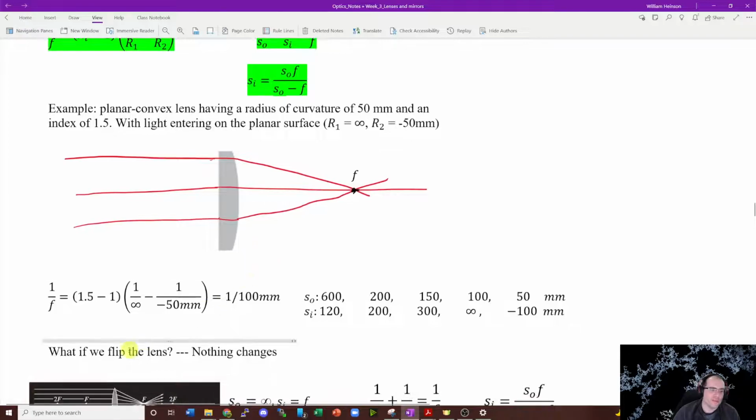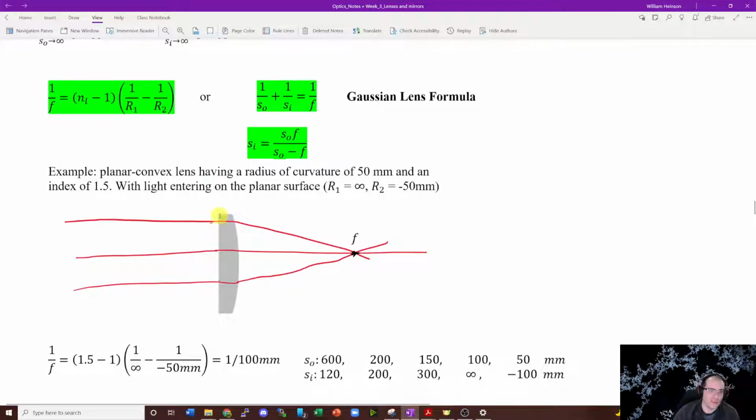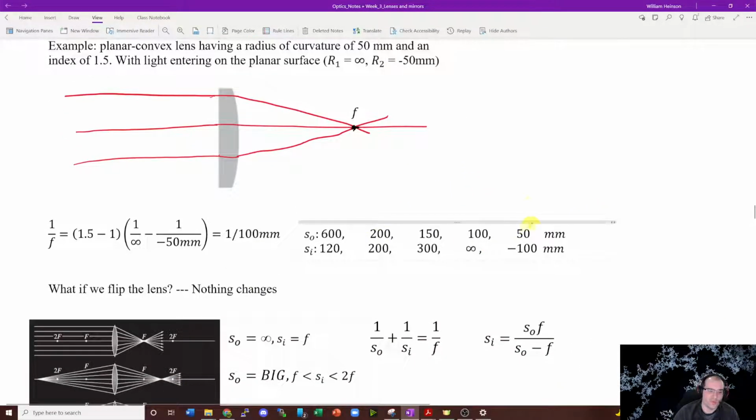Another note is, once we flip the lens, so instead of having planar convex, once we get convex planar with the same things. So now R1 would be infinity. R2, since it's over here, would be plus 50. So this becomes a plus 50. This becomes a 0. It doesn't change anything here. So the results will be the same.